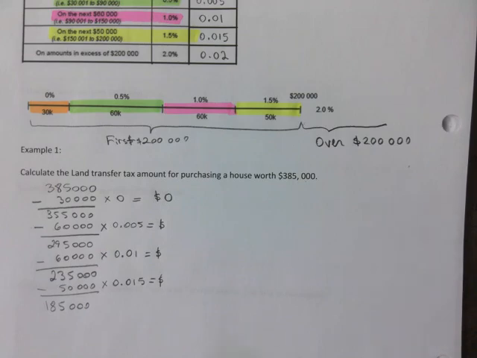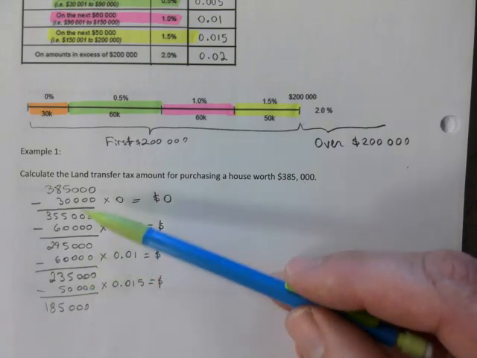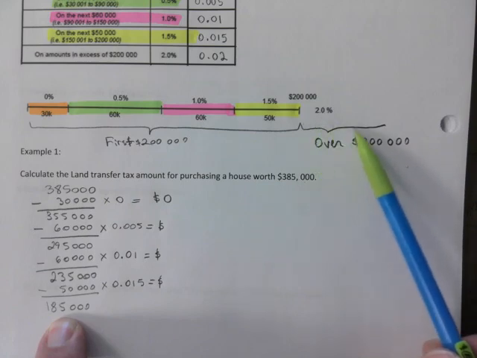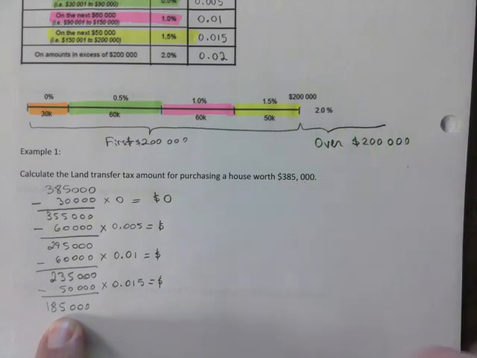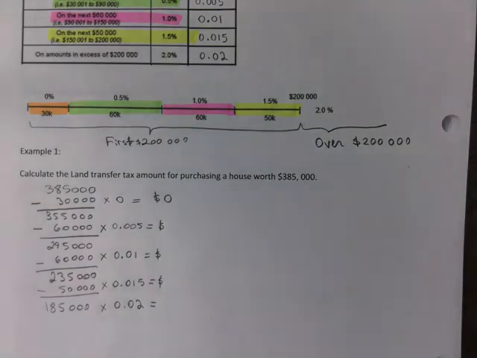You got to make sure you understand. It's 30, 60, 60, 50. That adds up to 200,000. And this is what's over 200,000, okay? So that gets taxed what? Flat 2%. That is going to be the amount that is the biggest usually if you buy a house, unfortunately.